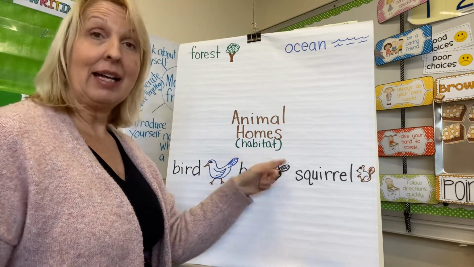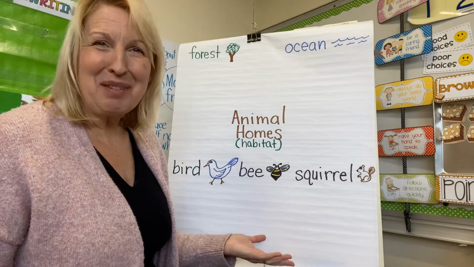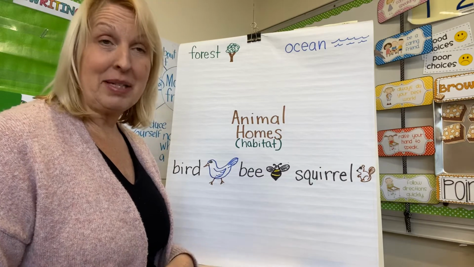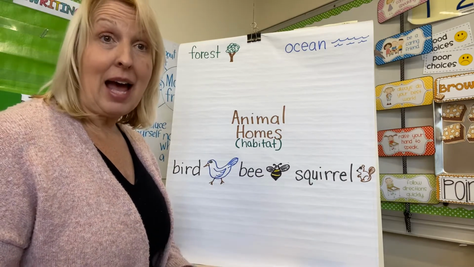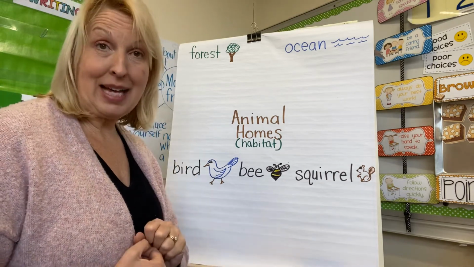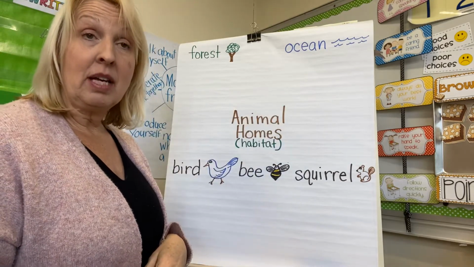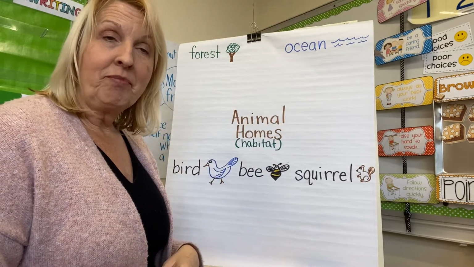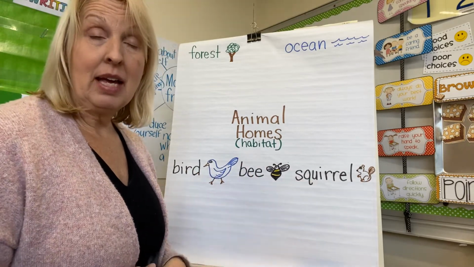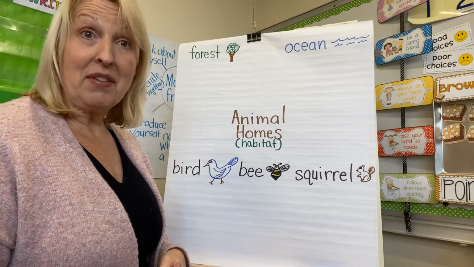A habitat is a place where an animal lives, or it could actually be a person too. People have habitats. All living things have habitats. Certain plants have a habitat. Certain animals have a habitat. And we're going to talk about two habitats, a forest and an ocean, and the different kinds of animals that may live there. And then we're going to talk about three specific animals and think about what kind of habitat they may live in.